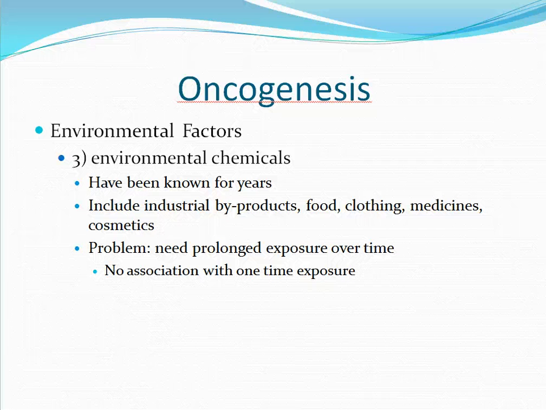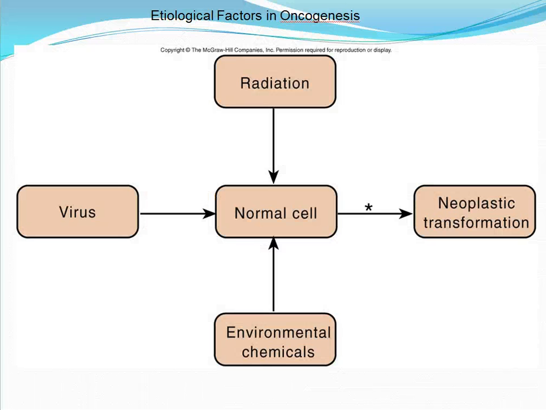Thirdly, as with environmental factors, there are various environmental chemicals. These chemicals have been known as neoplastic transformers for many years. They include industrial byproducts, food, clothing, medicines, and cosmetics. The problem with these, though, is that you need prolonged exposure over time, and there is no association with a single one-time exposure. This summarizes the various factors that can result in oncogenesis. Radiation, viruses, and environmental chemicals can all have an effect on a normal cell, resulting in a neoplastic transformation.